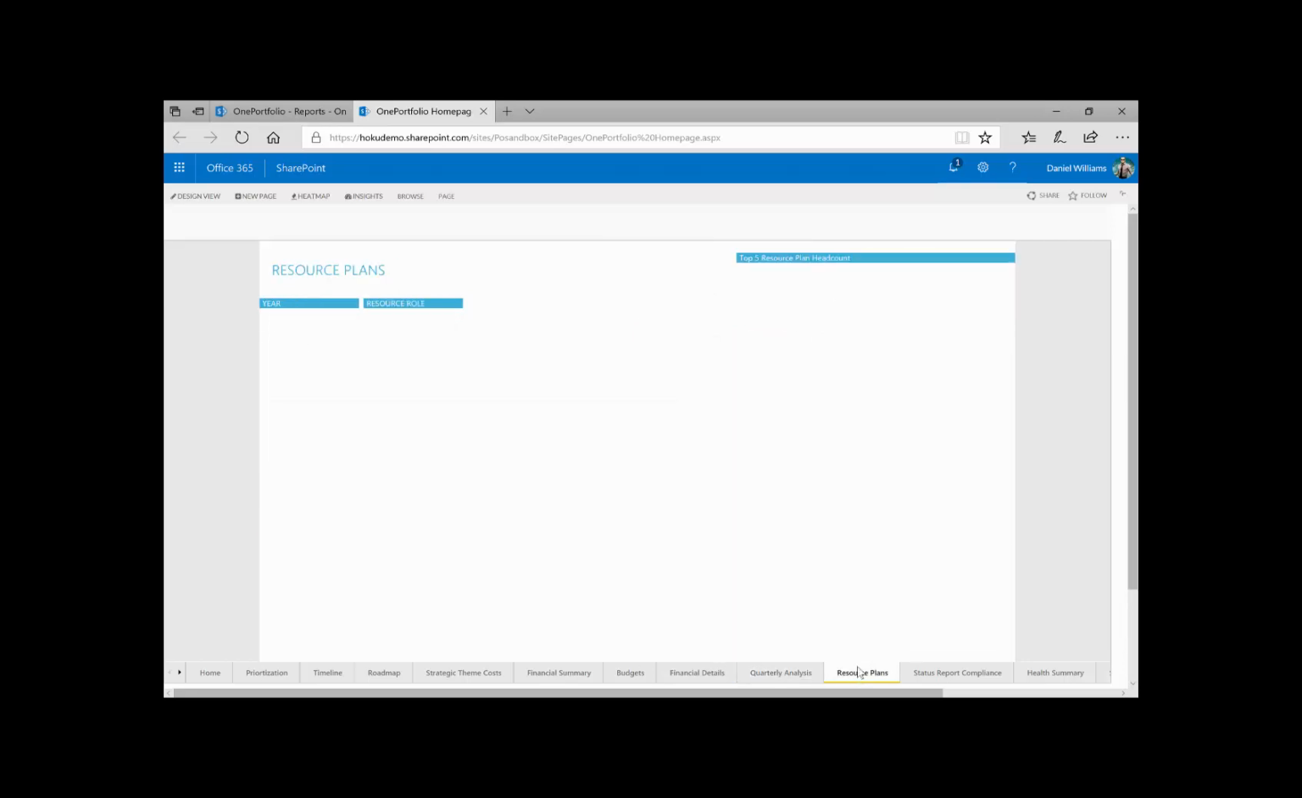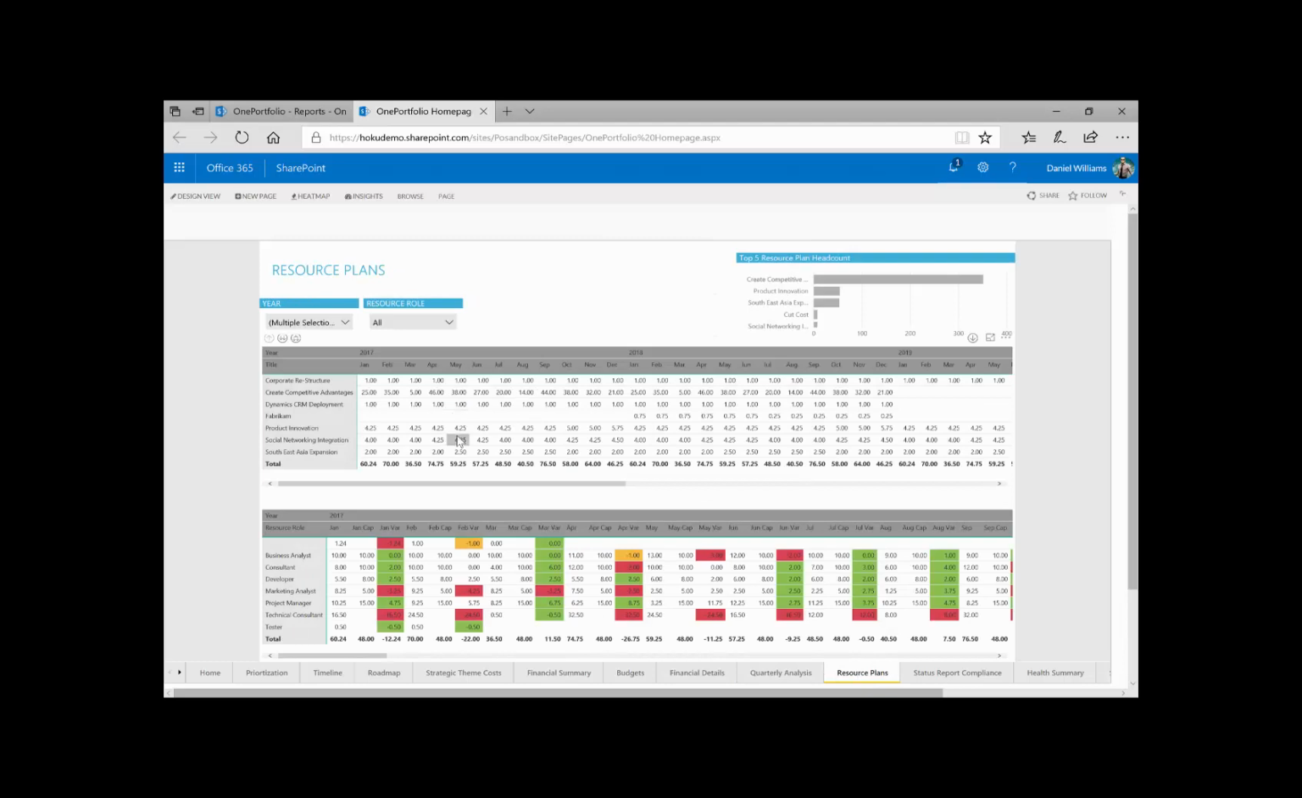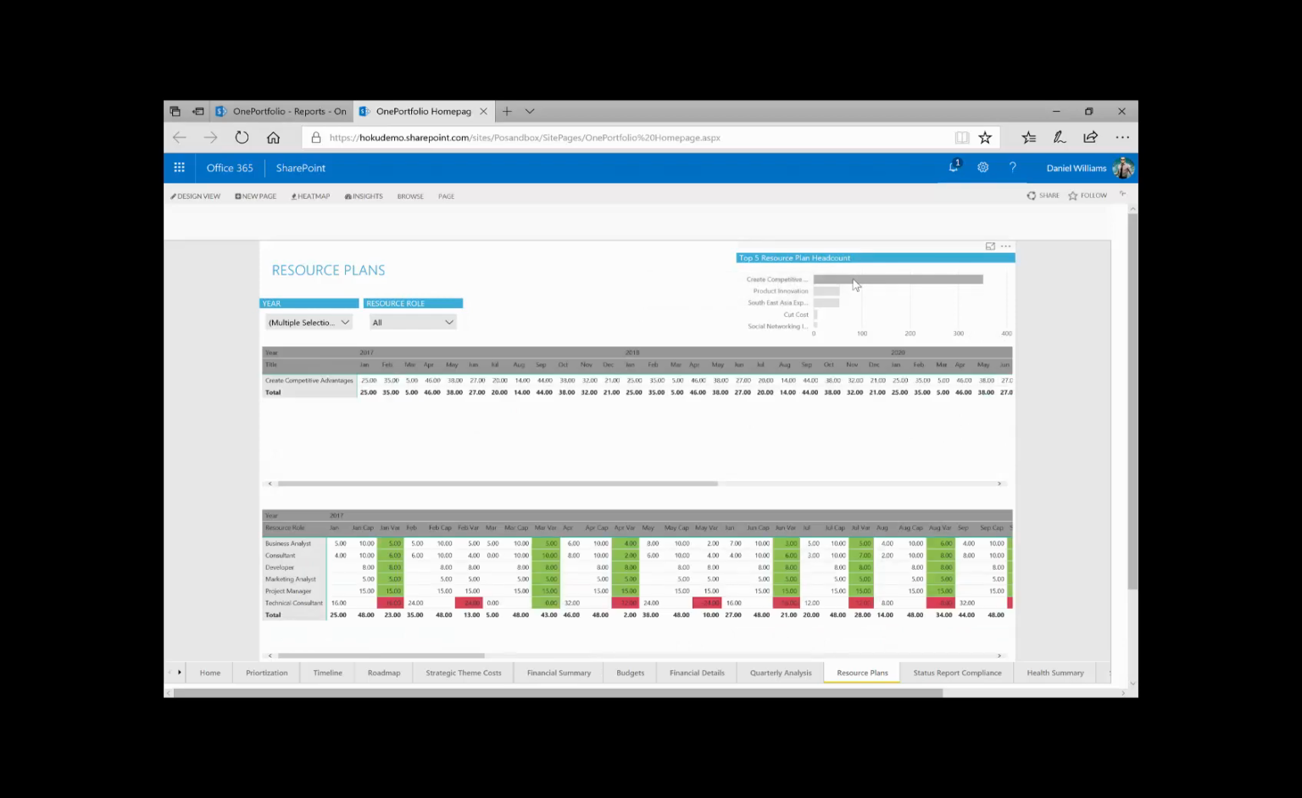From a resource planning perspective, I can go in from a headcount or an FTE basis and allocate my different roles, so I can do some high-level capacity planning as I'm entertaining the idea or executing on any of these particular portfolio items. And because these are all part of different strategic themes, I can select any specific one and look at where I'm actually allocating my resources on, say, creating competitive advantages and that strategy.